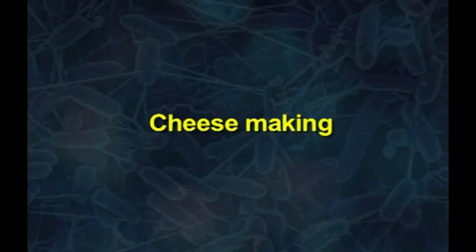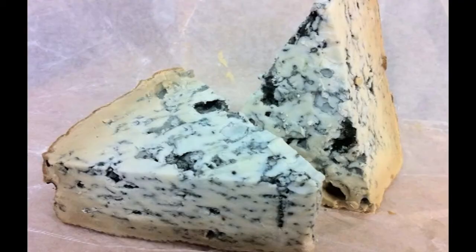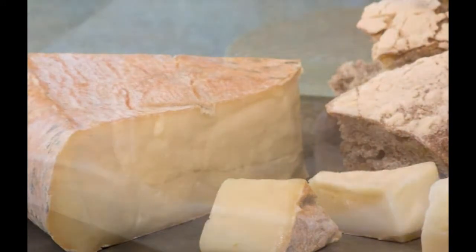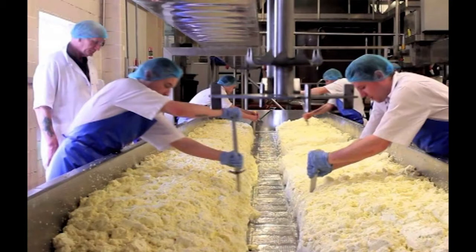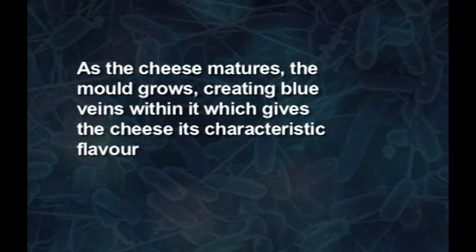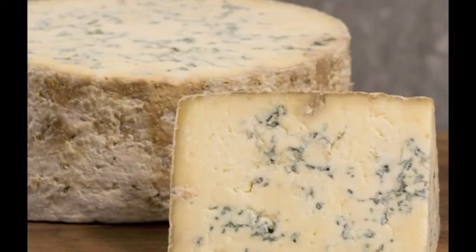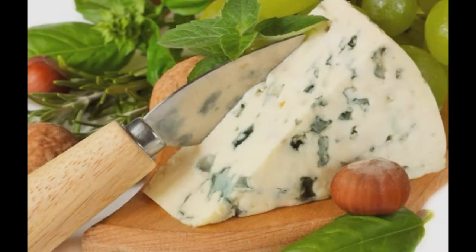Cheese making. Three main types of cheese rely on molds for their characteristic properties: blue cheese, soft ripened cheese, and the rind washed cheese. To make blue cheese, the cheese is treated with a mold, usually Penicillium roqueforti, while it is still in the loosely pressed curd form. As the cheese matures, the mold grows, creating blue veins within it, which gives the cheese its characteristic flavor and color. Examples include Stilton, Roquefort, and Gorgonzola.